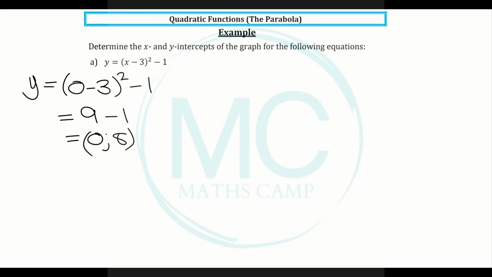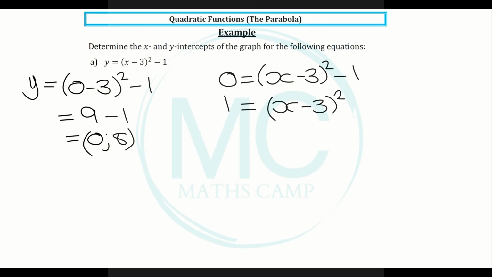To find the x-intercept, make y 0. We have 0 is equal to x minus 3 squared minus 1. To solve for x, we want the bracket by itself. So let's move negative 1 to the left. We get 1 is equal to x minus 3 in the bracket squared. To get the bracket by itself, we need to square root, which means we square root the left side as well. When working with parabolas, we need to consider the positive and negative root.